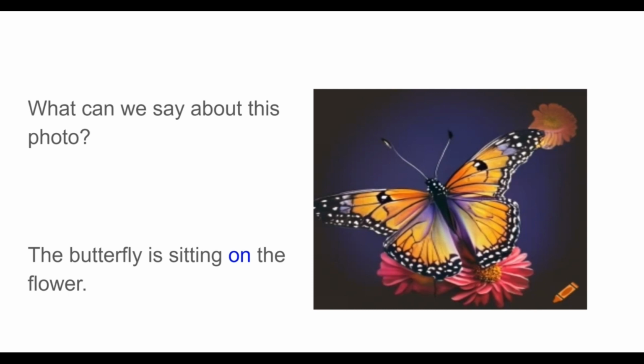And what can we say about this photo? The butterfly is sitting on the flower. Can you make me a second sentence? You could say the flower is under the butterfly.